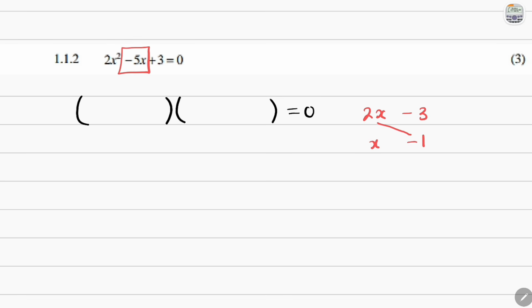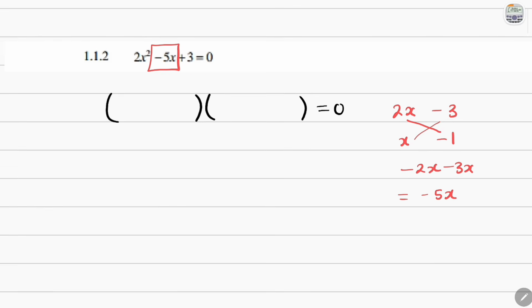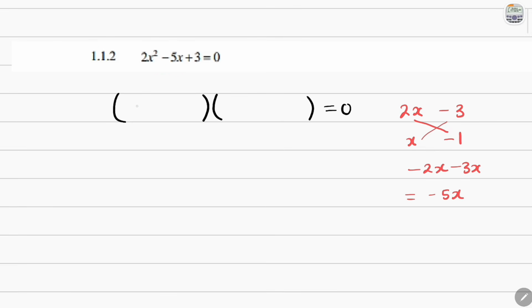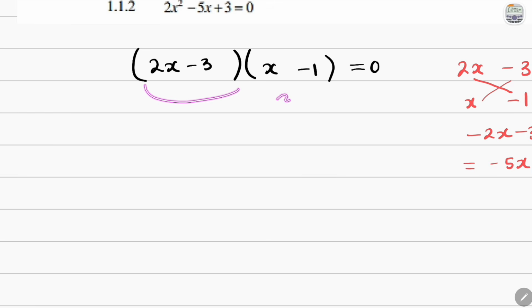So when you say 2x times negative 1, we get negative 2x. Then x times negative 3, we get negative 3x. And that indeed does give us negative 5x. So we know these are our factors: 2x minus 3 and x minus 1. Like the previous question, you can see something times something gives you 0. The only way this equation will be true, left equal to the right, is if 2x minus 3 is equal to 0 or x minus 1 equals 0.